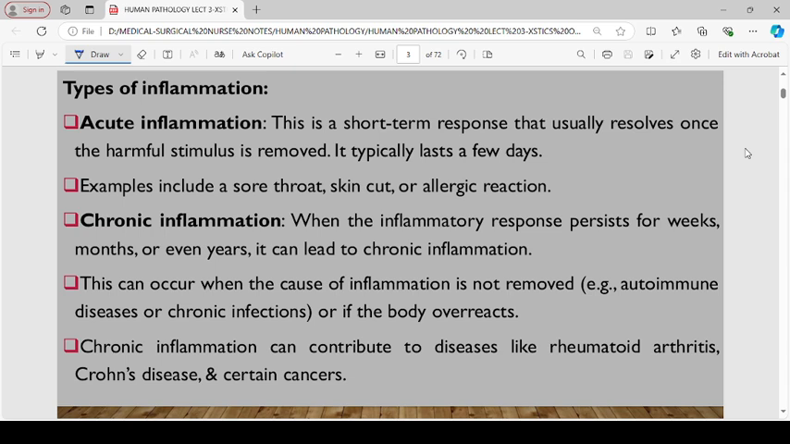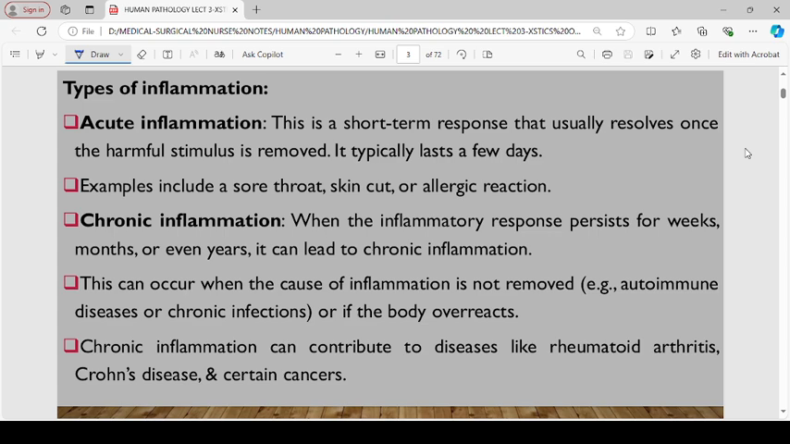Talking of acute inflammation, this one is normally a short-term response that usually resolves once the harmful stimulus has been removed, and it typically lasts a few days. Examples could include a sore throat, a skin cut, or an allergic reaction.